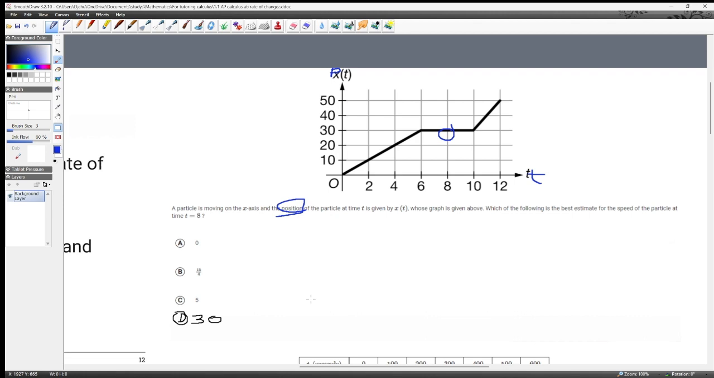A particle is moving on the x-axis, and the position of the particle at time t is given by x(t), whose graph is given above. Which of the following is the best estimate of the speed of the particle at time t equals 8? And this is a position over time graph again. Remember that. I'm just mentioning what section we're looking for the speed and noting that this is a position over time graph.